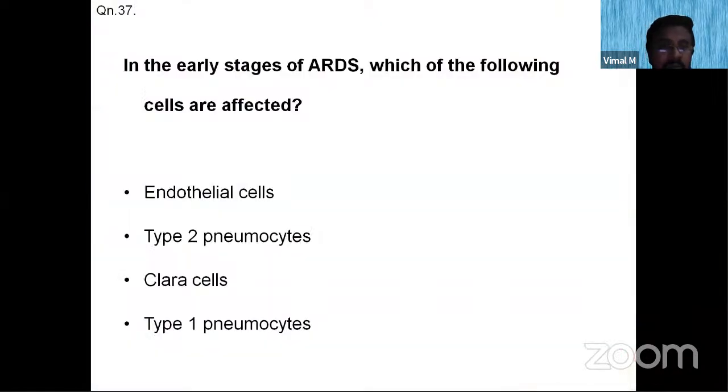Now coming to the question. In the early stages of ARDS, which of the following cells are affected? They are given endothelial cells, type 2 pneumocytes, Clara cells, and type 1 pneumocytes. And here it is mainly the type 1 pneumocytes which are damaged in the early stages of ARDS.